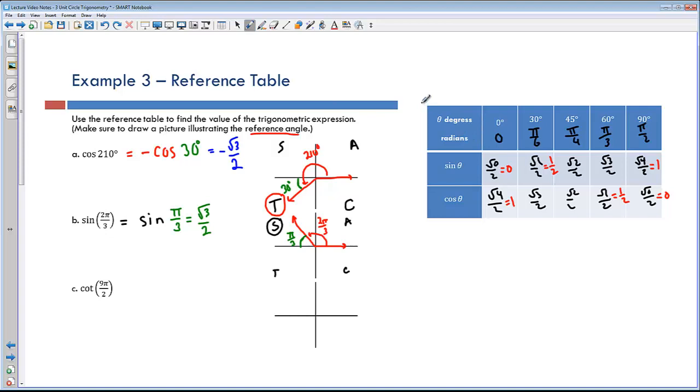And remember, this reference table can live in your mind. It's not too hard to write this down in your head and follow where it goes. All right, let's do the last one now.